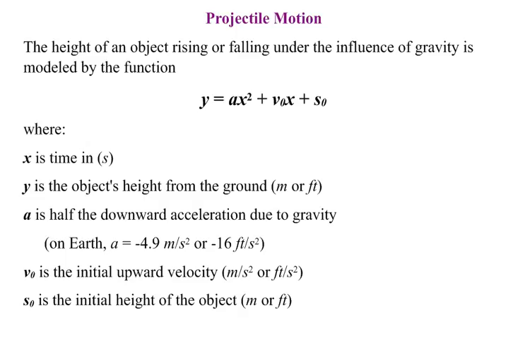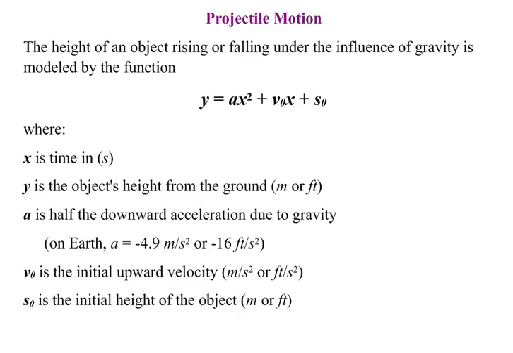So, projectile motion, the height of an object rising or falling under the influence of gravity, is modeled by the function y equals ax squared plus v sub 0 x plus s sub 0, where x is time in seconds, y is the object's height from the ground in either meters or feet.